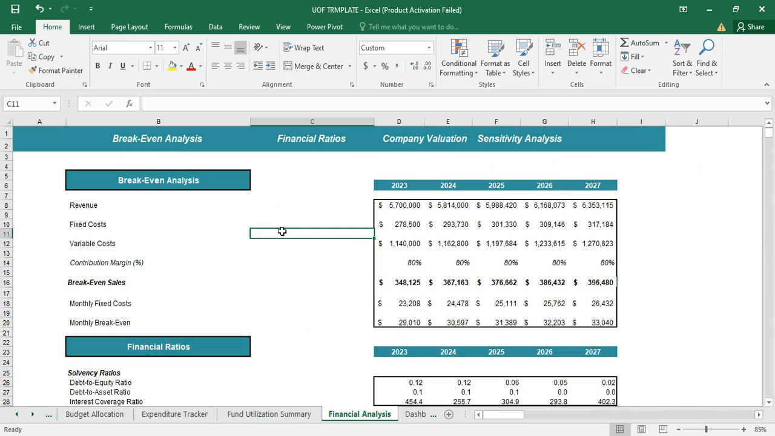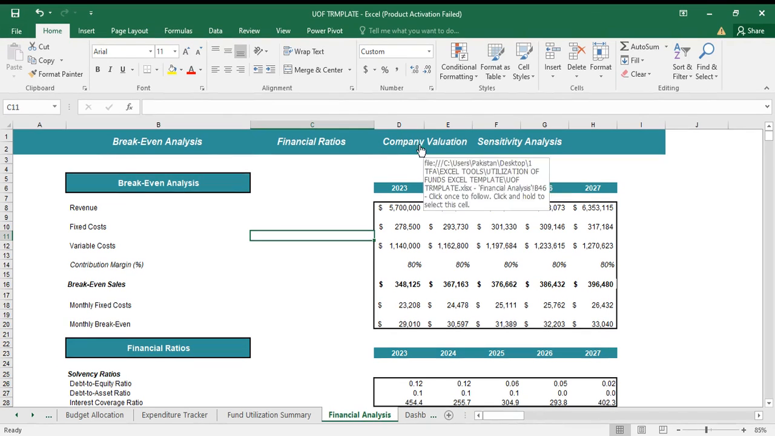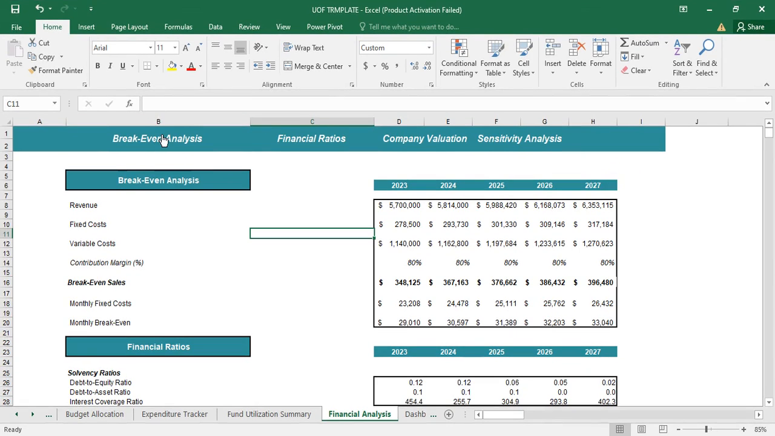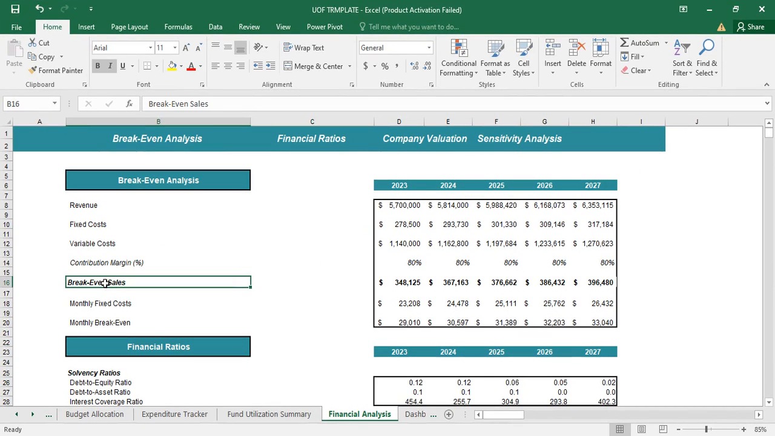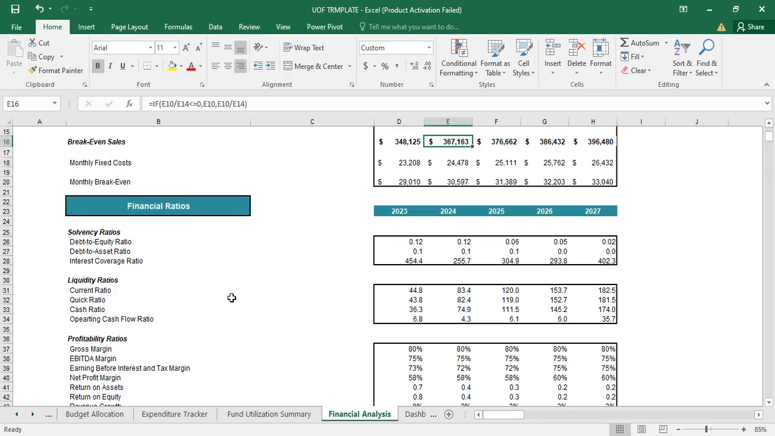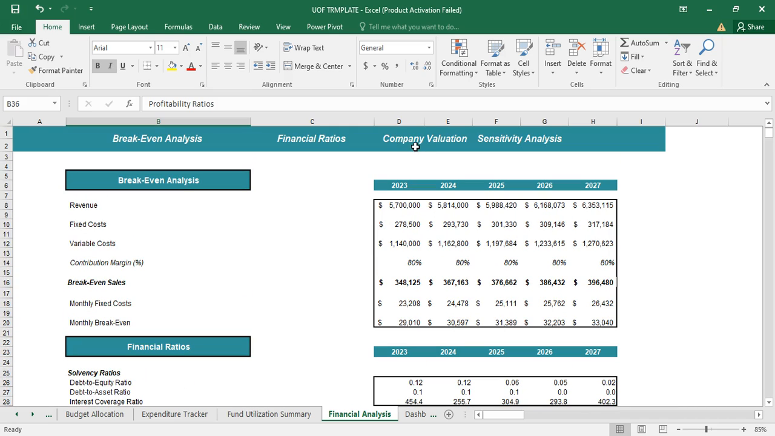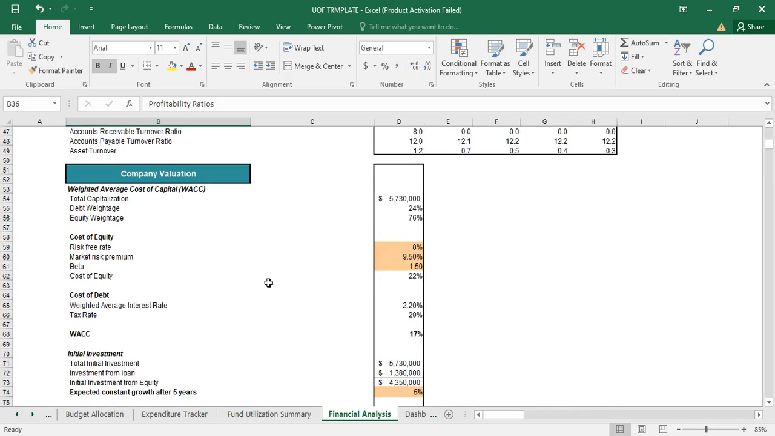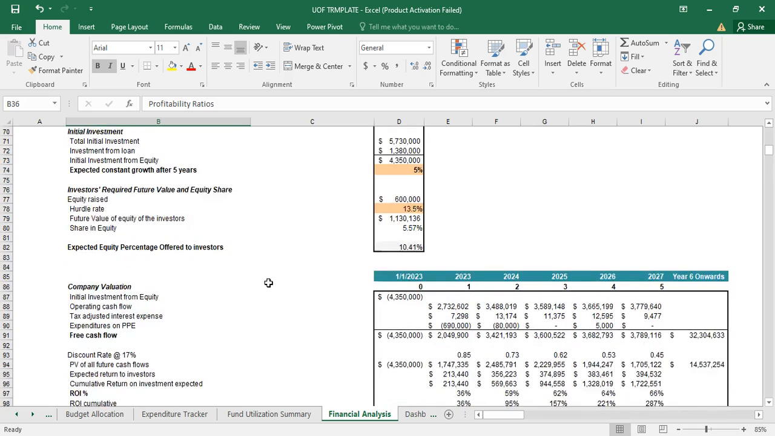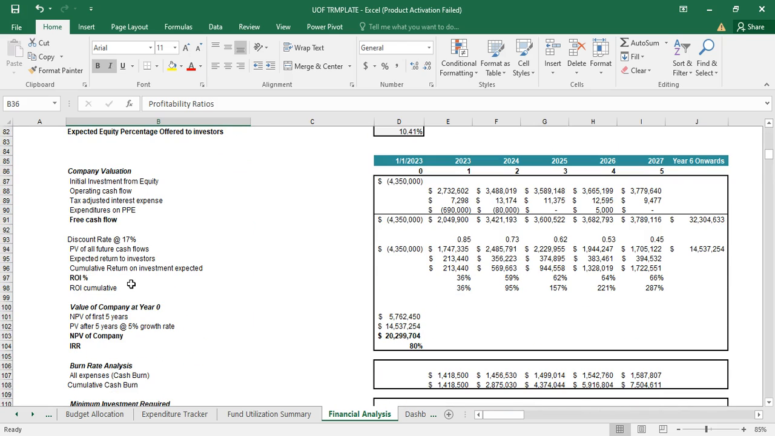Then second last, we have financial analysis tracker. Here we have included the major financial analysis computations for the business. Now this includes the break-even analysis where we have calculated the total break-even sales point at each year. And then we have financial ratios which basically include the major financial ratios of the business such as solvency, liquidity and profitability ratios. Then we have company valuation where we have calculated the NPV, IRR and the payback period for the company. We have also included the return on investment.